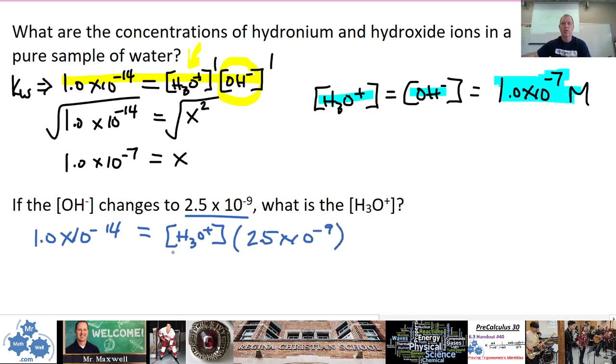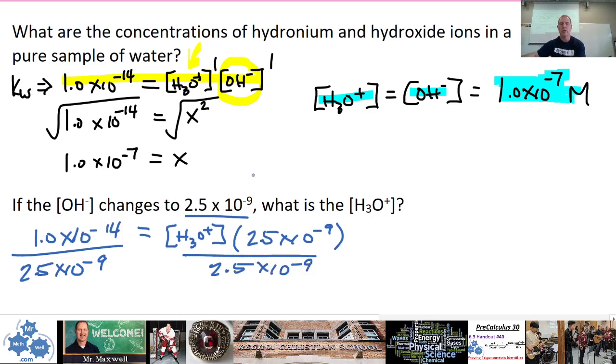Notice that I use square brackets when I'm talking about concentration. I'm using round brackets when I'm actually given a value. You don't have to use square brackets here, just use round brackets for the number. I'm going to divide both sides by this number. See that? And that's going to give me the concentration of H3O plus.